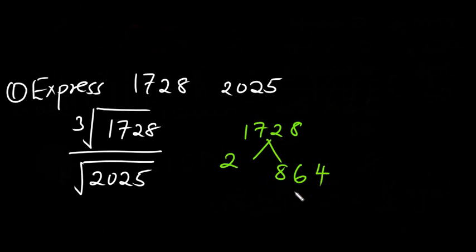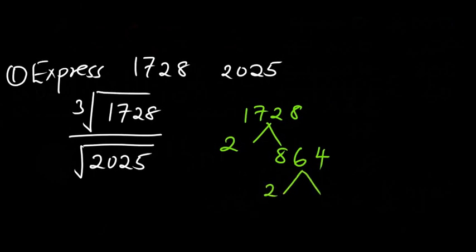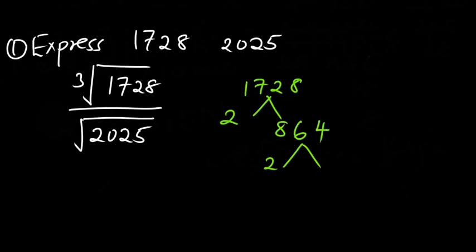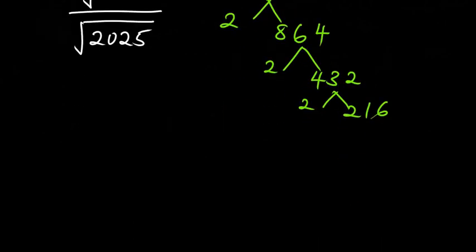Then we can further divide by 2. It's going to be 4, 3, 2. We can further divide by 2. It's going to be 2, 1, 6. We can further divide by 2 once again.